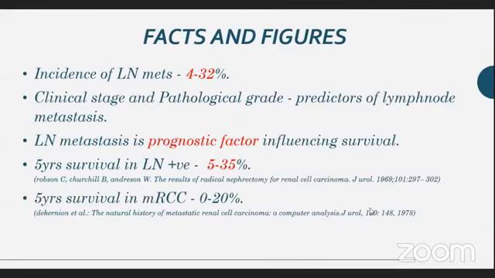Lymph node metastasis is found in 4 to 32% of the patients. Clinical stage and pathological grade really determine whether there is lymph node metastasis or not. And lymph node mets are a prognostic factor rather than influencing the survival. For patients with lymph node positive disease, the chance of 5-year survival is less than 30%. And in metastatic RCC, all of us know it is less than 20% in 5 years.